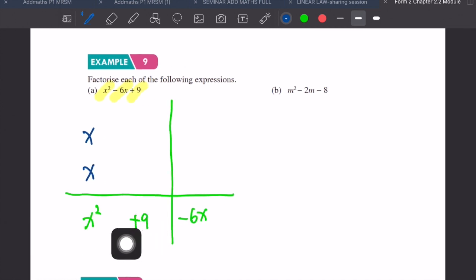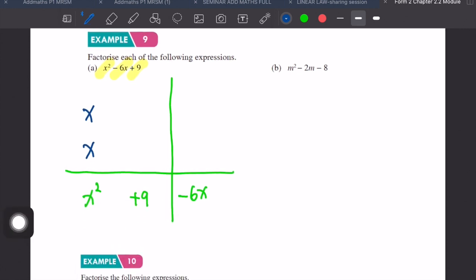Next, apa nombor yang kita darab dapat 9? Boleh abaikan dulu dia punya sign ni. Tak apa. Tengok dulu nombor 9. Apa nombor yang darab dapat 9 ni? 1 darab 9, 9 darab 1, 3 darab 3. Ada lagi tak? Tak ada kan? Okay, so we know that.